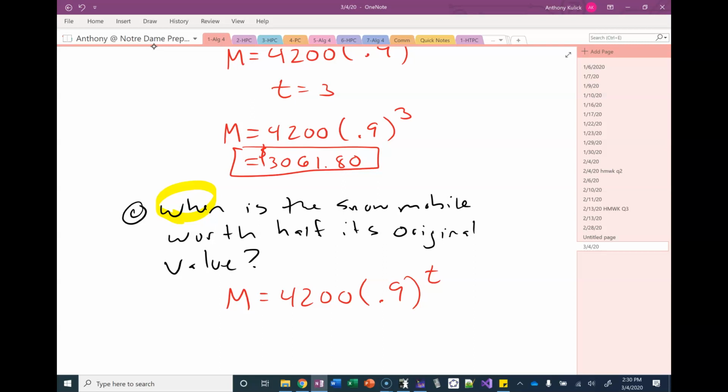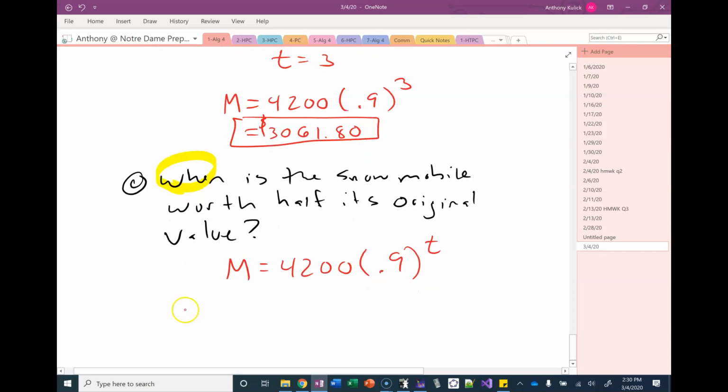What should be our value for M here? Read part C again. Read the words. 2,100. That's correct. How'd you get that, Jack? It's half of 4,200. That was the original value of the snowmobile because it was the purchase price. Everybody good there?